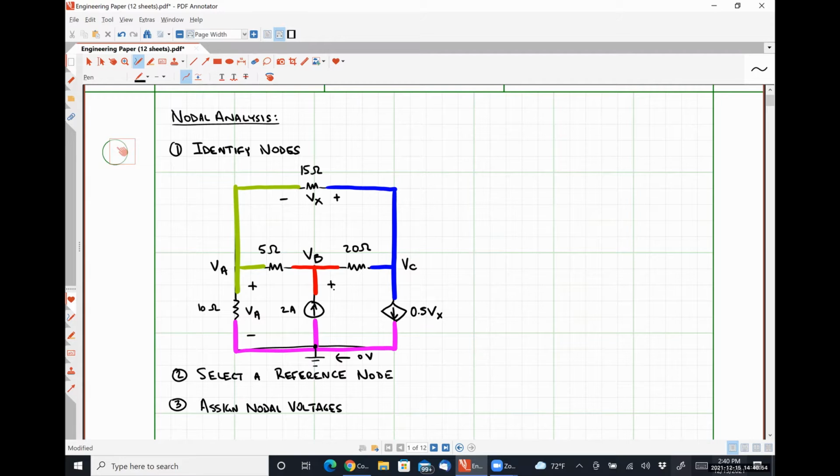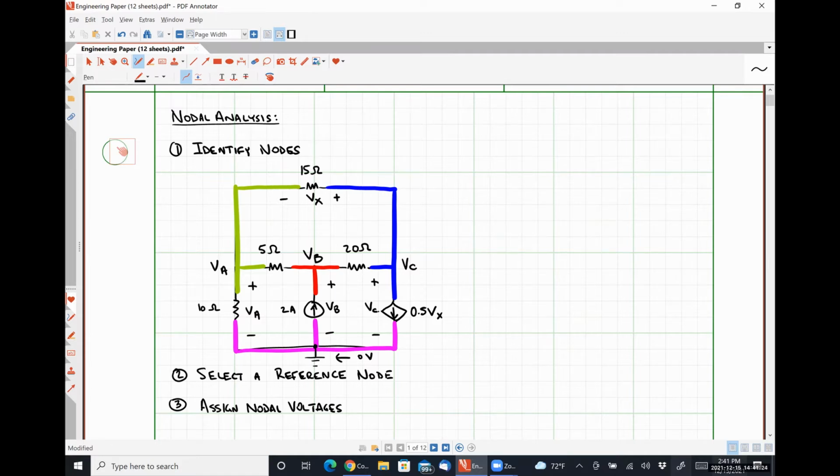VB is just a shorthand notation for this, where the positive polarity terminal is at that middle node, and again, the negative polarity terminal is at ground. And VC is a shorthand notation for the voltage drop over my dependent current source, where again, the positive polarity terminal is at node C, and the negative polarity terminal is at ground.